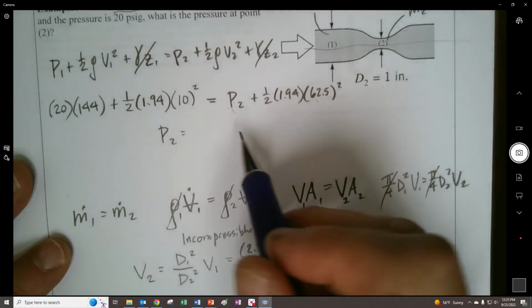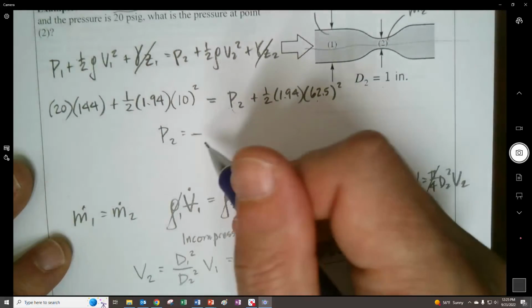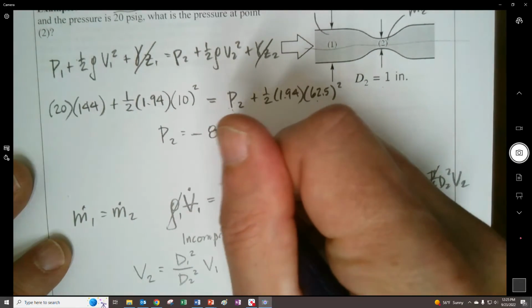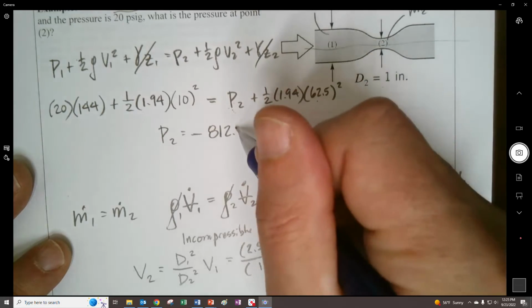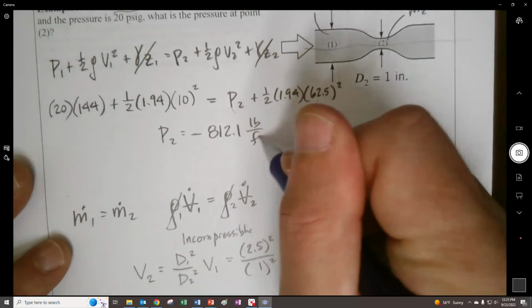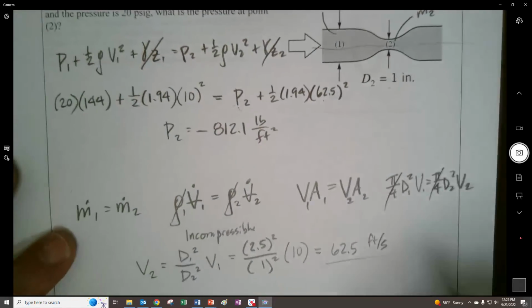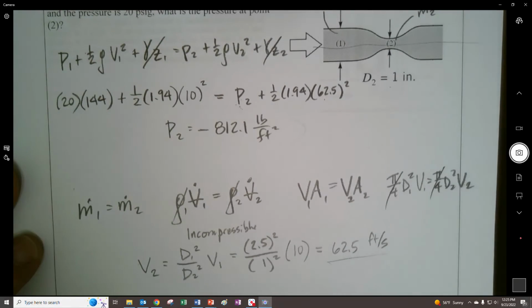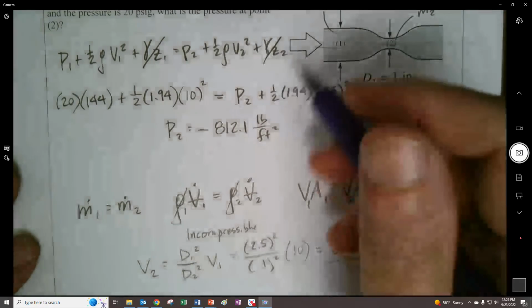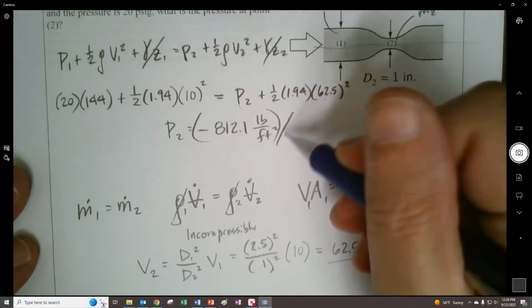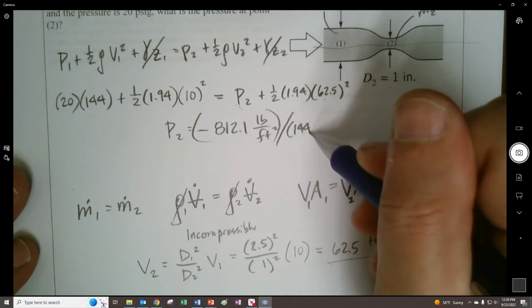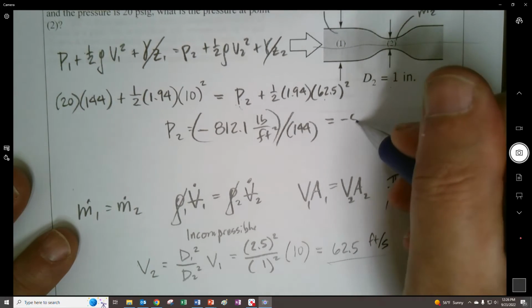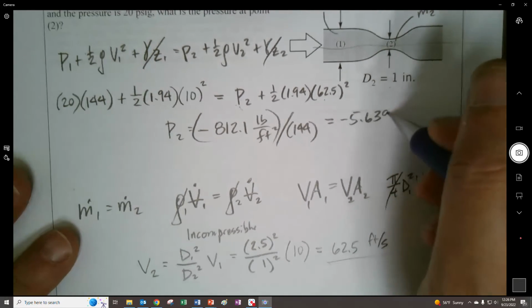It's going to be a negative number. Turns out to be a negative number, 812.1 pounds per square foot. Now maybe that could be the answer, but I think I would rather turn it into PSI. So divide it by 144. And you get negative 5.639.